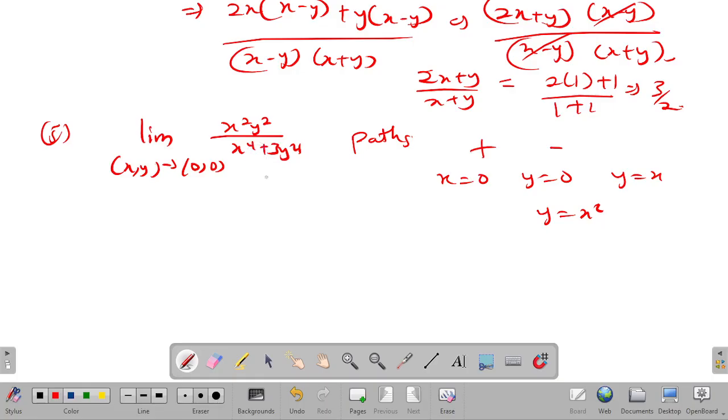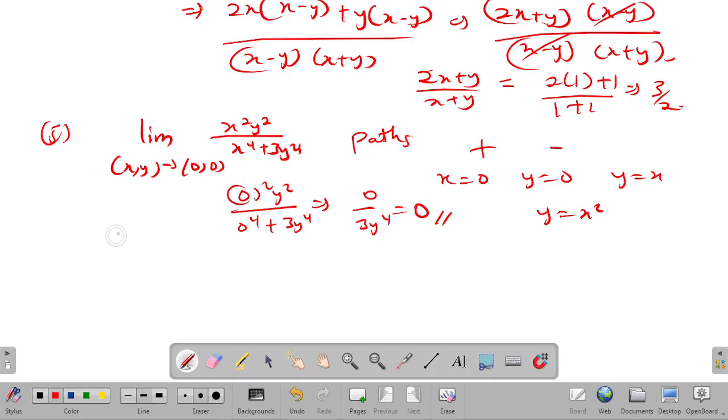So here, what do we do? We should take one path. So we first take the path where you put x equals 0. That is for the y-axis. So on the line of the y-axis, x is equal to 0. So wherever I see x, I put 0. So I'm going to have 0 all squared times y squared over 0 to the power 4 plus 3y to the power 4. What am I getting? I'm getting 0 over 3y to the power 4, giving me 0 as an answer for my limit.